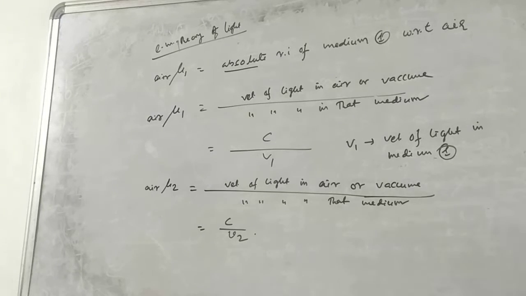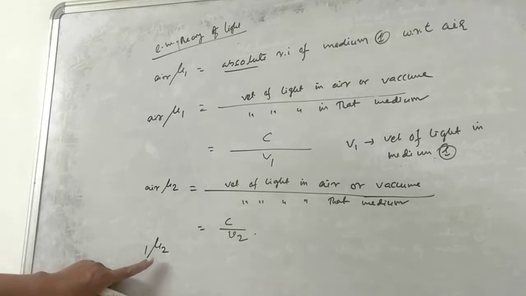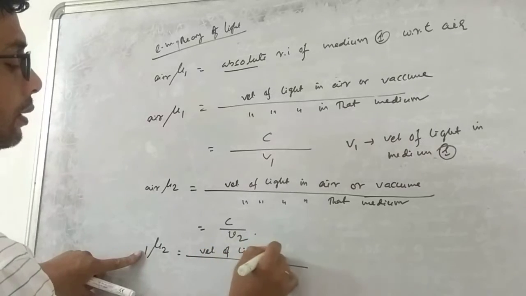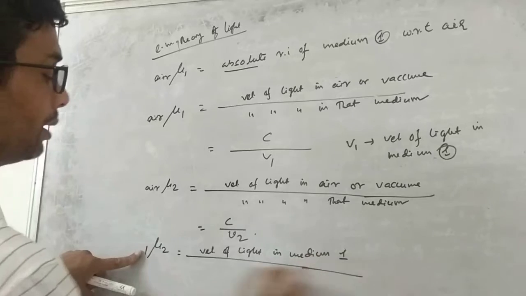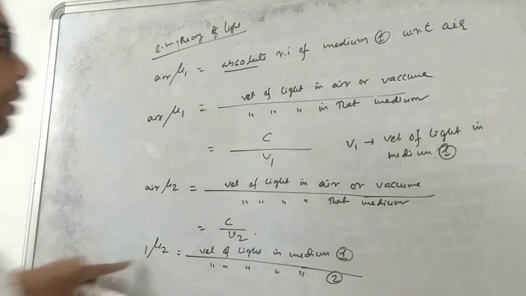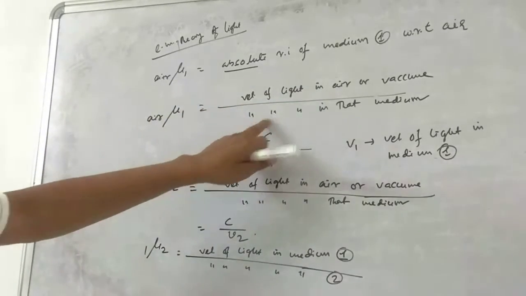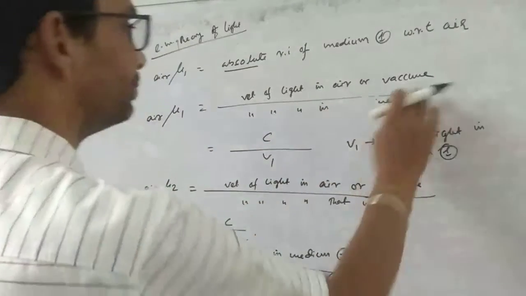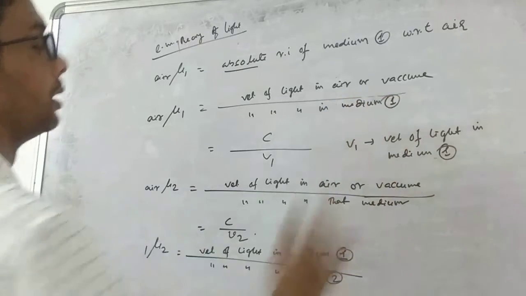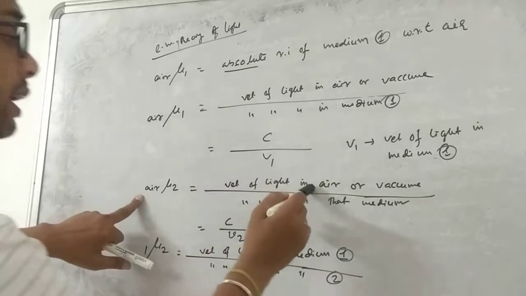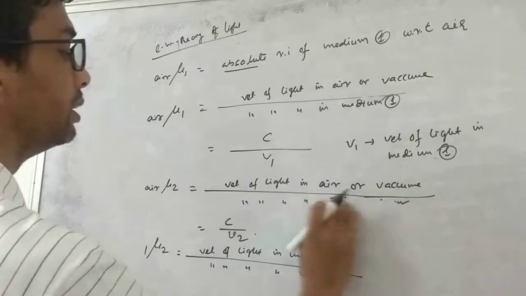Now there is another definition, called the relative refractive index, that means the refractive index of medium 2 with respect to 1. In that case it is the velocity of light in medium 1 divided by the velocity of light in medium 2. Now mu 1 with respect to air has numerator velocity of light in air divided by the velocity of light in medium 1. And mu 2, the refractive index of medium 2 with respect to air, is the velocity of light in air or vacuum divided by the velocity of light in medium 2.